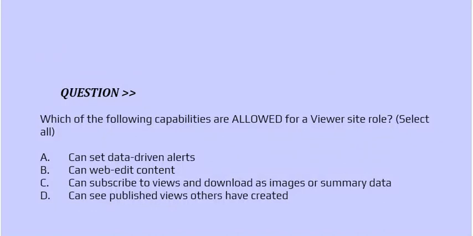Next question is, which of the following capabilities are allowed for a Viewer site role? Select all. Option A. Can set data-driven alerts. Option B. Can web edit content. Option C. Can subscribe to views and download as images or summary data. Option D. Can see published views others have created. Correct answer is option C and option D.